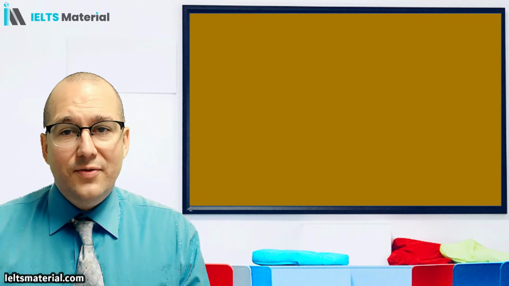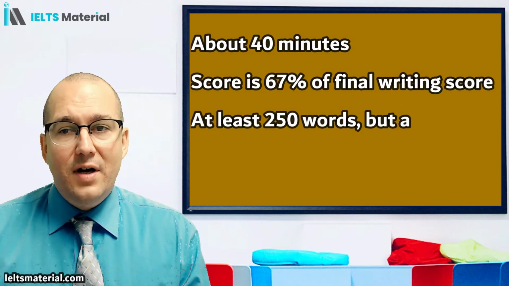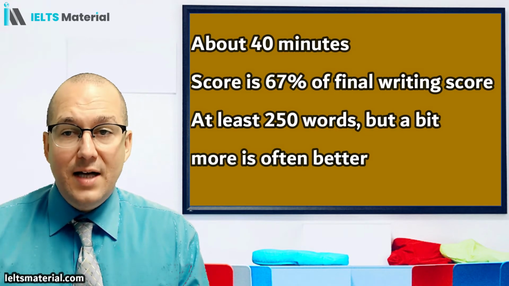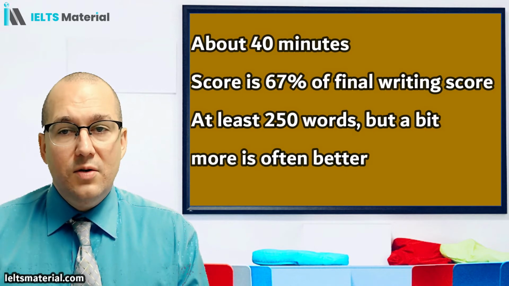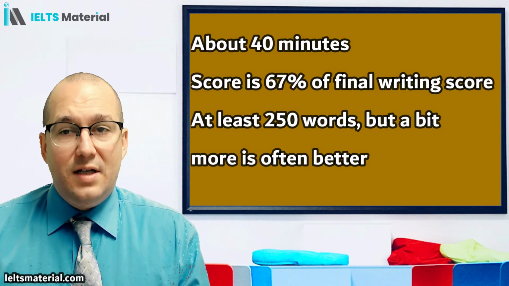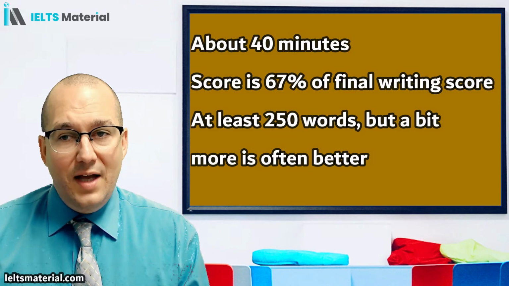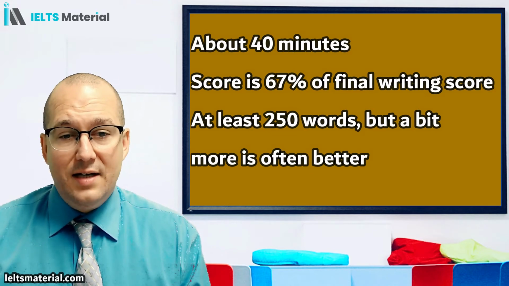Okay, well let's start first with the time and word count. Well, you will have about 40 minutes. You don't have to spend exactly 40 minutes, but the IELTS Task 2 is worth a lot of your final score. So it's a good idea to give it about 40 minutes. Regarding the final score, it is worth exactly 67% of your final writing score. So again, this is why it's a good idea to spend about 40 minutes on this task.